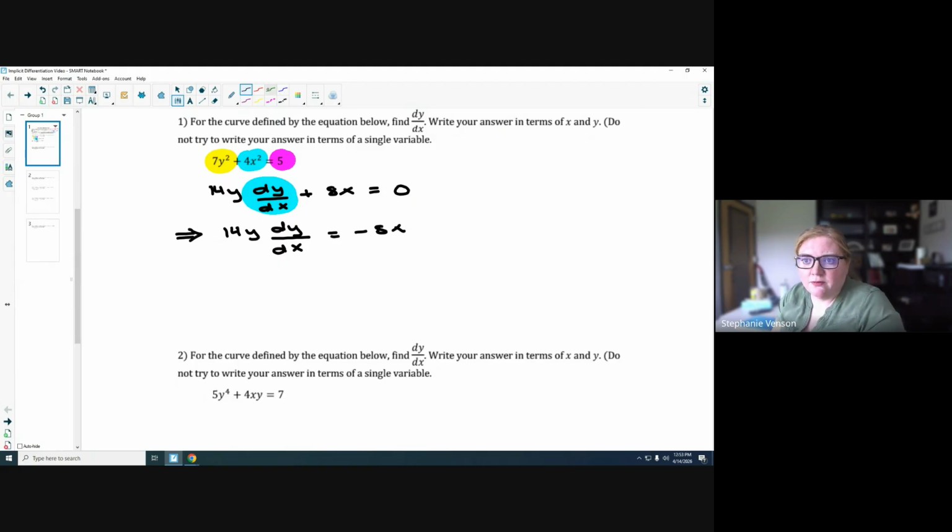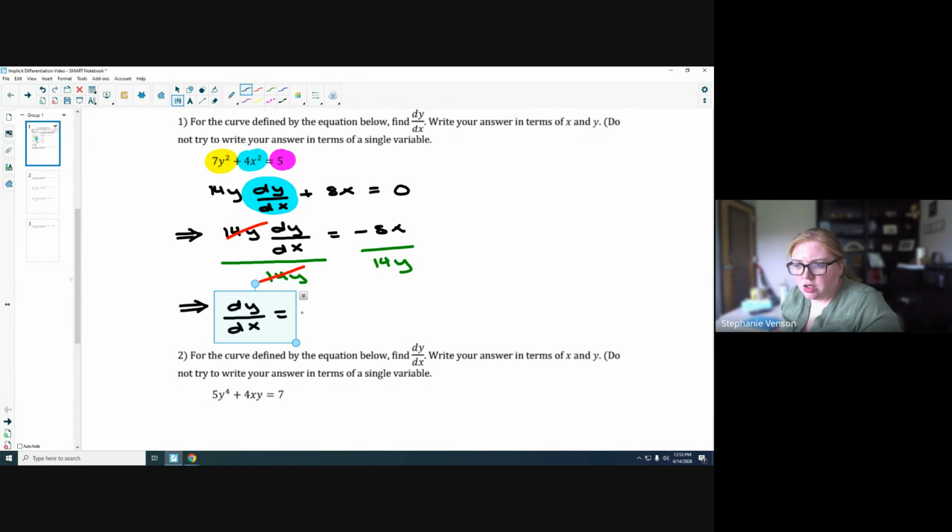Now I'm trying to solve for dy/dx, so what I'm going to do is divide both sides by 14y. So I'll divide this side by 14y, and I'll divide this side also by 14y. So obviously that cancels over here, and we've done what we wanted to do, which was isolate the dy/dx. So we have dy/dx equals negative 8x over 14y.